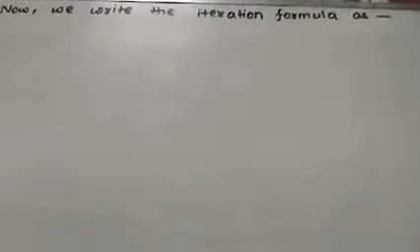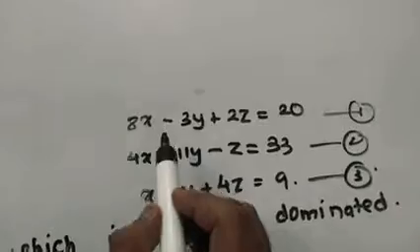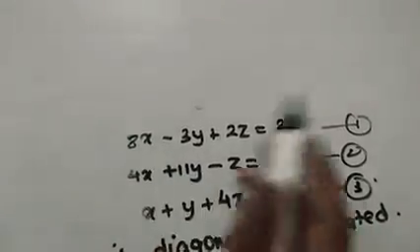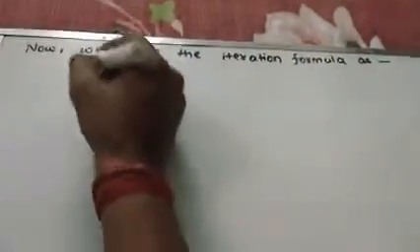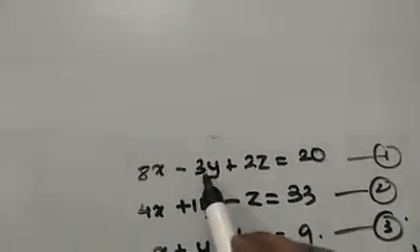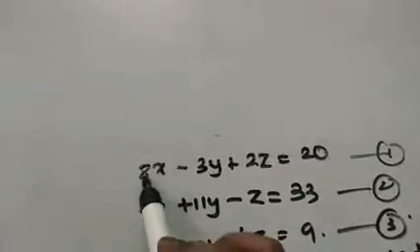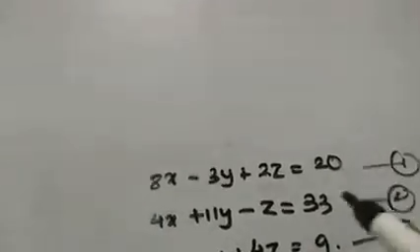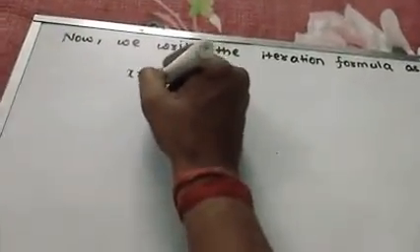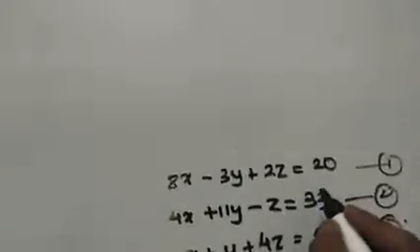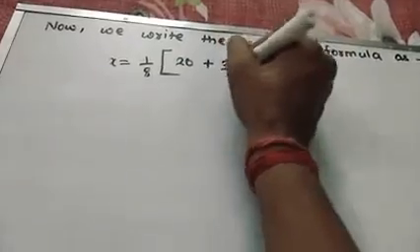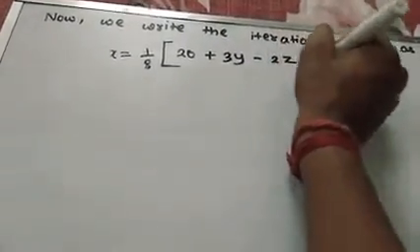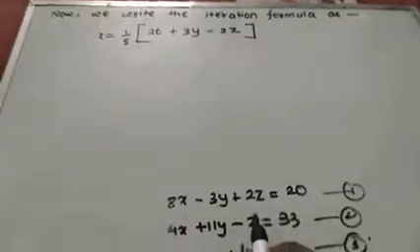So we write the iteration formula as follows. From here we have to find x. That means we will take these two terms to that side. Taking these two terms directly, what is the coefficient of x? 8. So it comes in the form of division. So you will write x equals 1 by 8 times 20 plus 3y minus 2z, just taking those two terms to that side.